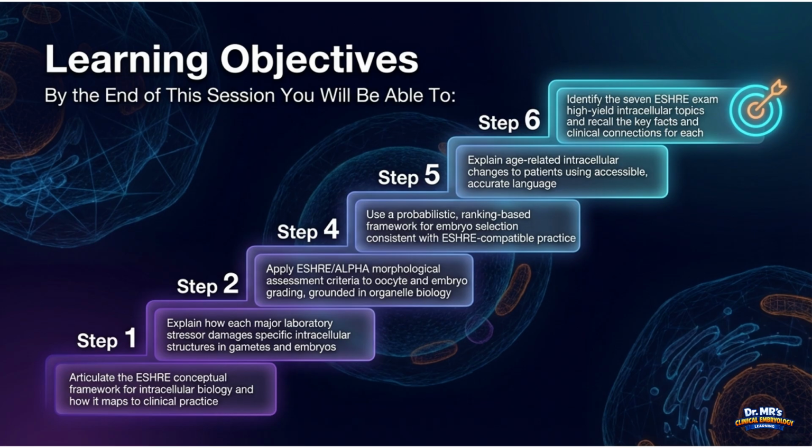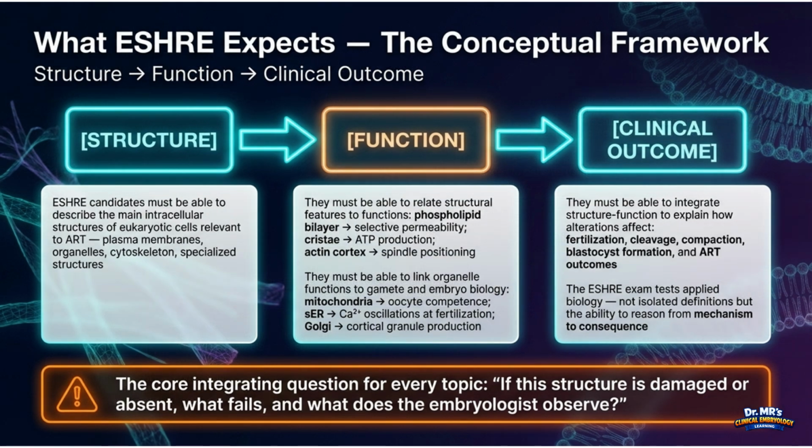I have to push back a little here, just practically speaking. It's one thing to understand that conceptually, but how does an exam actually test integration in a high-pressure multiple-choice scenario? How do you test if I can integrate the function of an actin filament? They test it by giving you complex failure scenarios, not vocabulary matching. To survive those questions, and honestly, to survive in the lab, there's one core integrating question you must constantly ask yourself. This needs to be your mental anchor. Okay, lay it on me. If this structure is damaged or absent, what fails, and what does the embryologist observe?